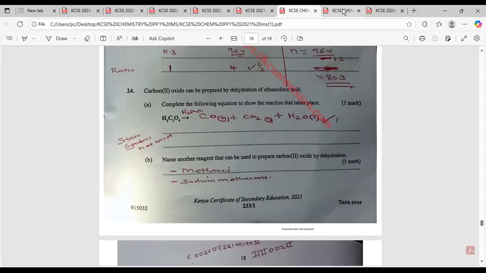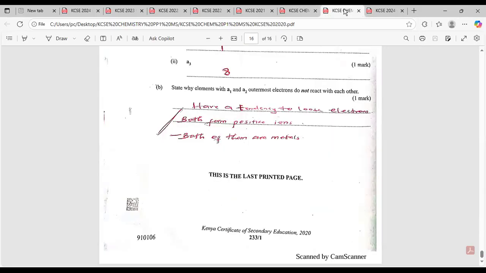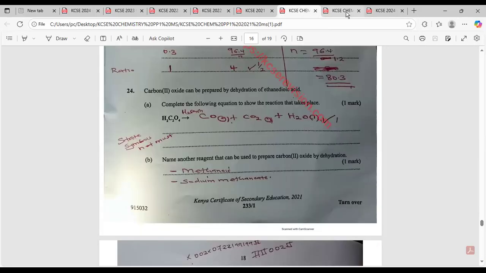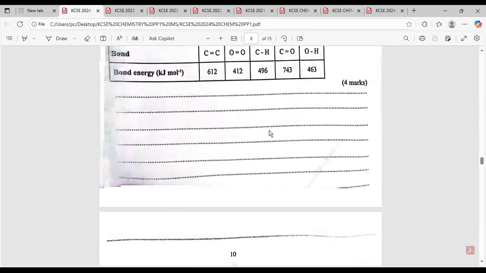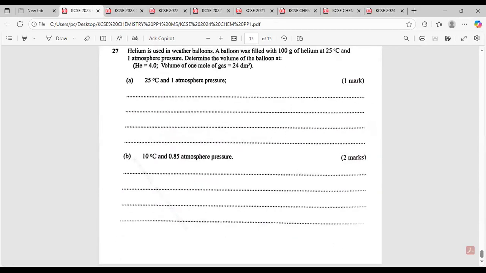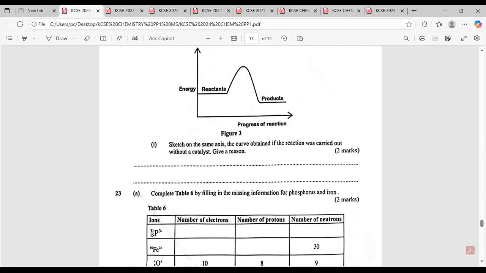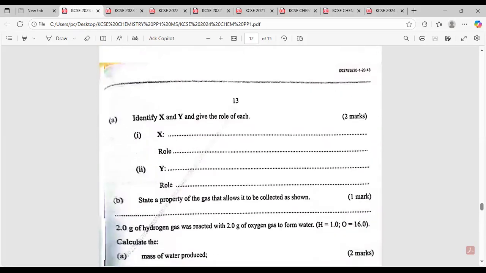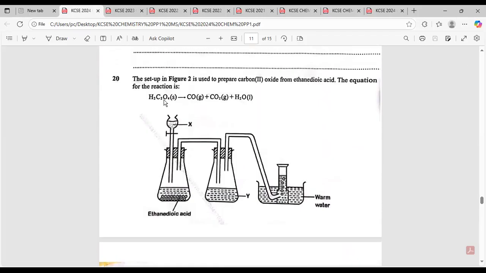I can show you how it came in the year 2024. I think I have 2024. Sorry. Just have a look at this question for 2024. Four years down the line, how the question was tested. I'm just trying to show you why it is important to be guided by the past papers. You can see how they use the question. 2020, look at this. This is 2024 and this is 2021.